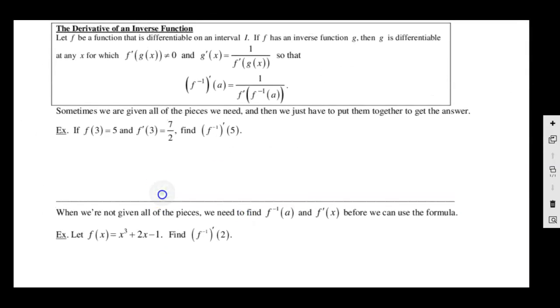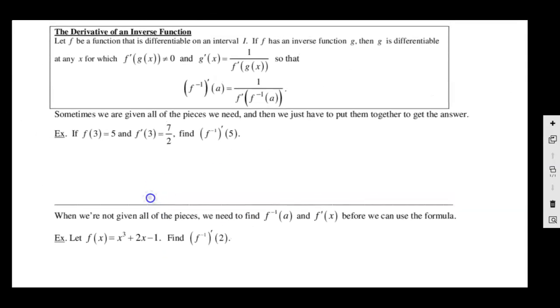All righty, here we go. I think that's probably good enough. We've got: let f be a function so that it is differentiable on the interval I. If f has an inverse function, g, then g is differentiable at any point for which f prime of g of x is not 0, right? We don't want to divide by 0, that's bad. And it gives us g prime is 1 over f prime of g.